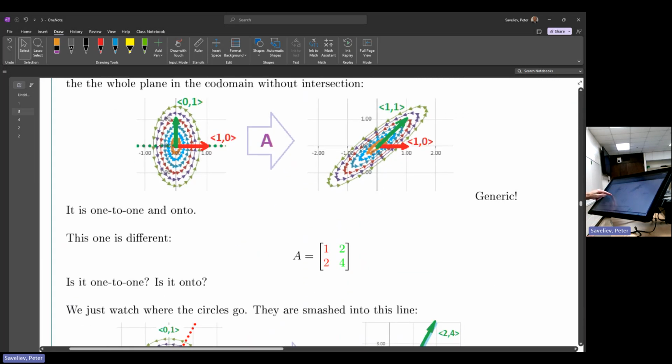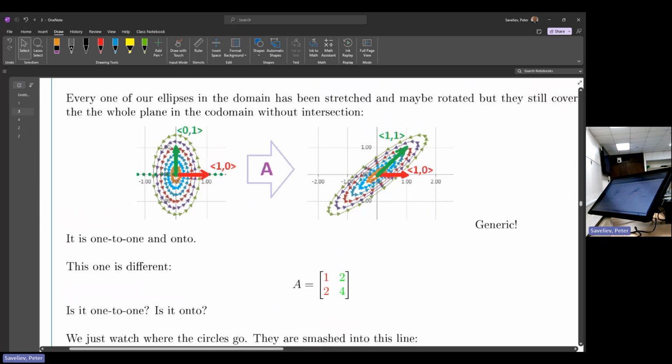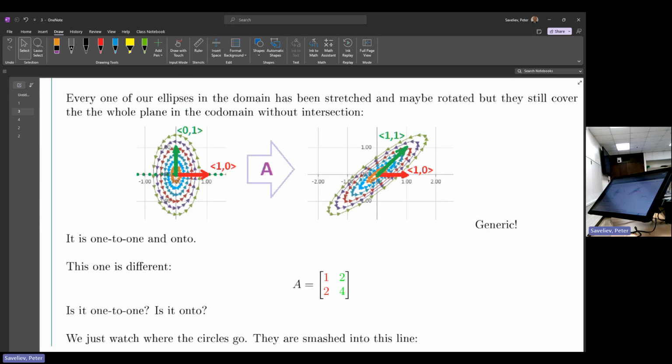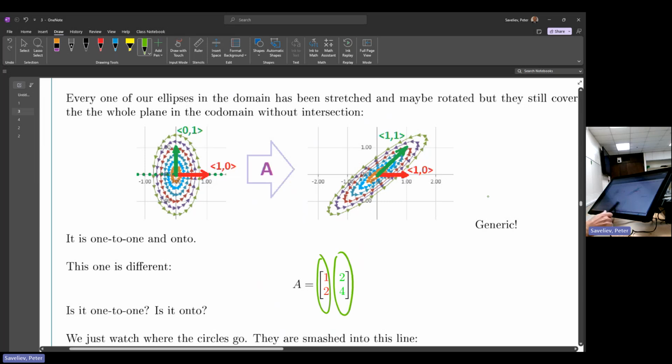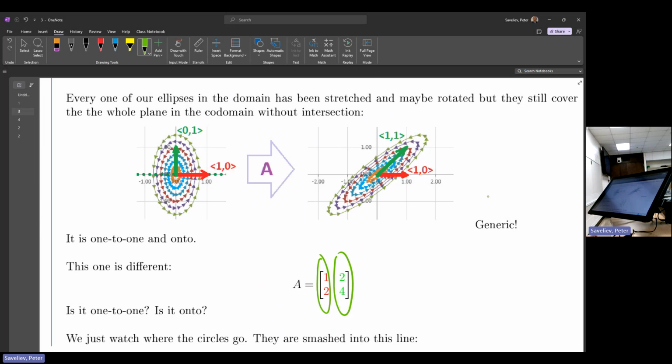Here's another example: 1, 2, 2, 4. What is so special about the two vectors (1, 2) and (2, 4)? One vector, the other vector, any? (2, 4) is double (1, 2). Right, yeah, twice. The second is double. If you double the first one, you get the second.